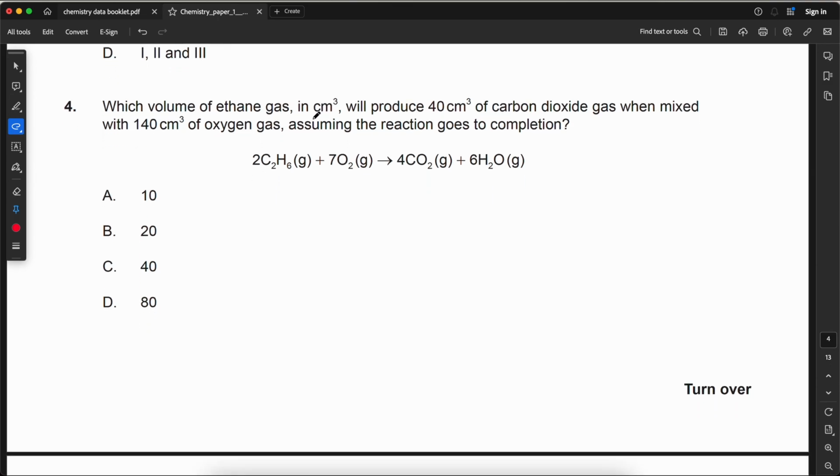Which volume of ethane gas in centimeter cube will produce 40 centimeter cube of carbon dioxide gas when mixed with 140 centimeter cube of oxygen gas, assuming the reaction goes to completion? With 140 centimeter cube of oxygen gas, we can skip it because it's already in excess. So we need now to determine the relationship between volume of CO2 and volume of ethane. As we can see here, every 2 mole of ethane produce 4 mole of CO2. So based on the Avogadro's law, volume of gas is directly proportional with number of mole of gas. So we can use the mole ratio, which is 2/4 times 40, which is 20.